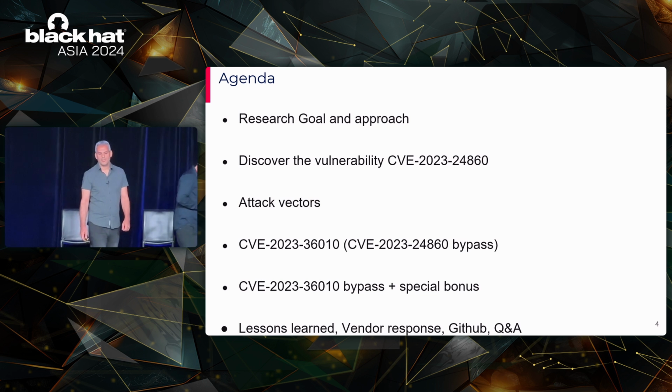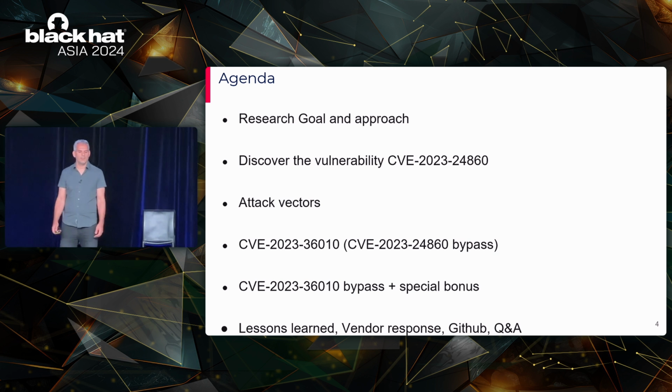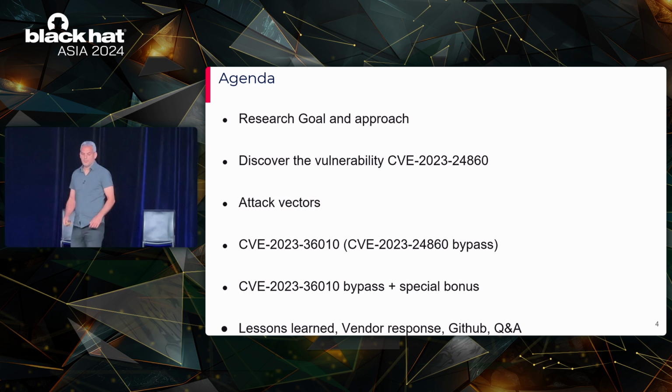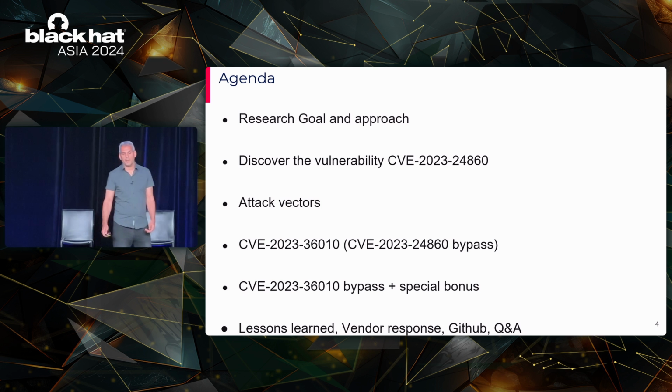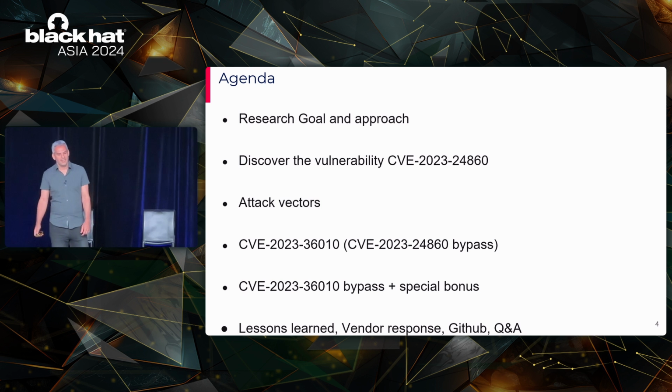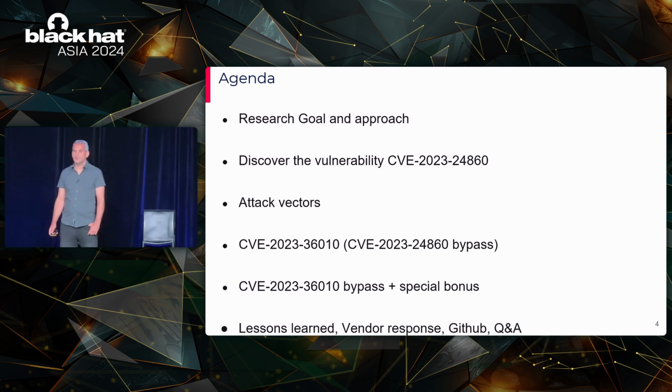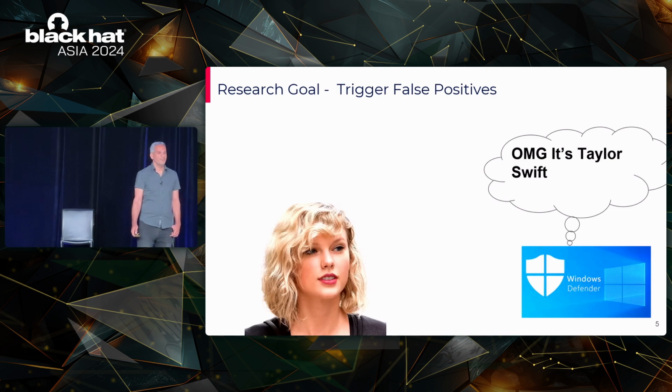OK, so we'll start by introducing our research goal and approach. Then we will detail step by step how we discovered the vulnerability. And then we'll explain and showcase 10 different attack vectors, and explain how we bypassed this vulnerability and achieved even a second bypass. We'll save a special bonus surprise for later on. We'll close the talk with the takeaways, the vendor responses, and the GitHub repository before leaving time for Q&A.